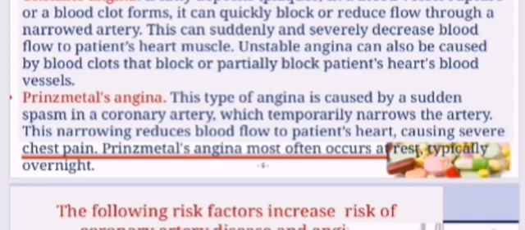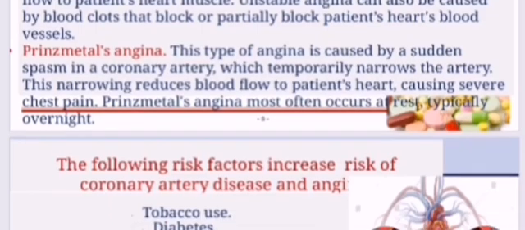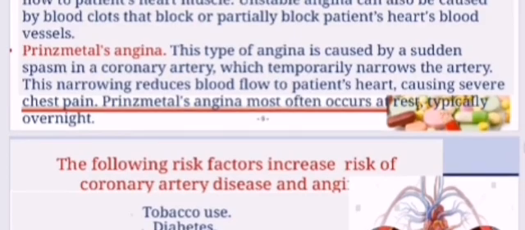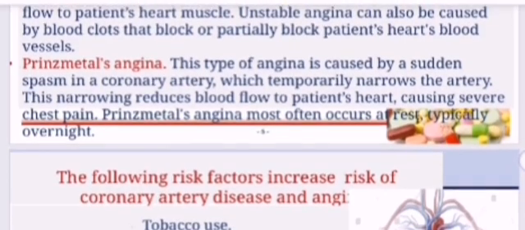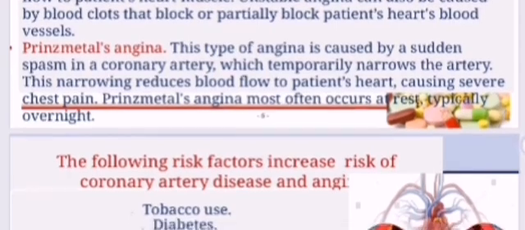Variant angina is caused by a sudden spasm in a coronary artery, which temporarily narrows the artery. This narrowing reduces blood flow to the patient's heart, causing severe chest pain. Variant angina most often occurs at rest, typically overnight. Due to the temporary narrowing of the arteries, blood flow is reduced.